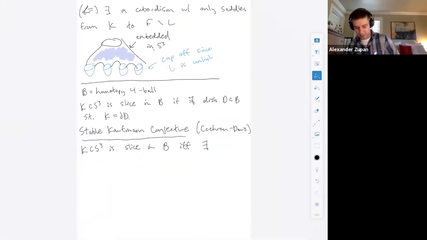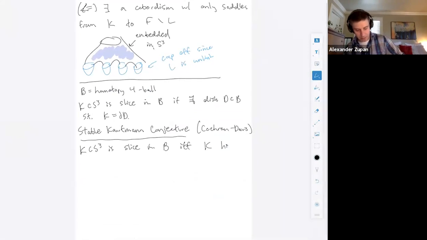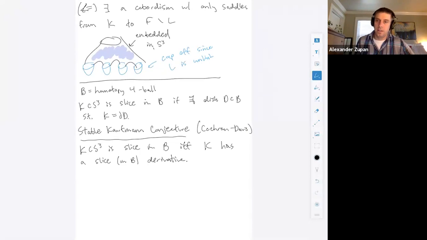K is slice in B if and only if K has a slice derivative. This is going to be like my statement of the proposition for ribbon knots, a certain kind of derivative here. And so this is open. One direction is straightforward. The reverse direction is relatively easy.